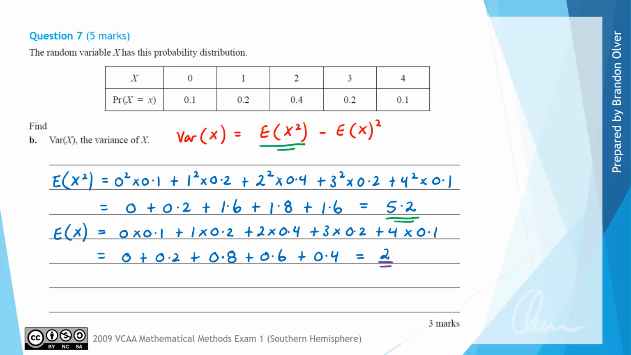So that value there is going to go as part of this value, and then we still need to square it. So therefore, our variance of x, which is what this question asks for, is equal to 5.2 subtract 2 squared, which is equal to 5.2 take 4 is 1.2. So that is the value of the variance of x, which is the answer to part B of this question.